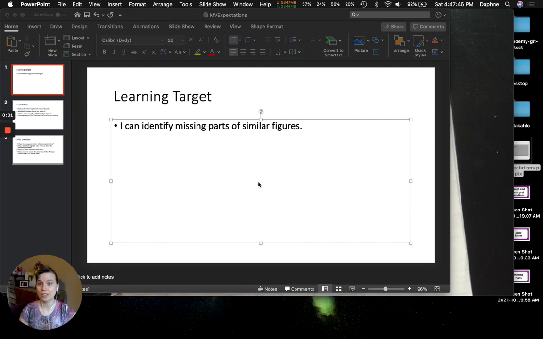Welcome back. So today we're going to be identifying missing parts of similar figures. Now that we know that similar figures have angles that are the same and sides that are proportional, angles are the same and sides are proportional.